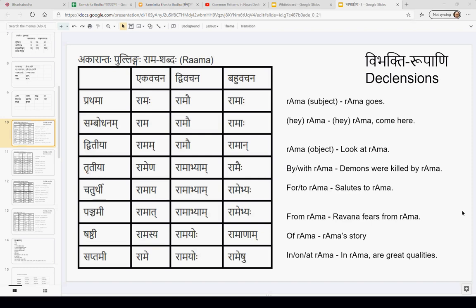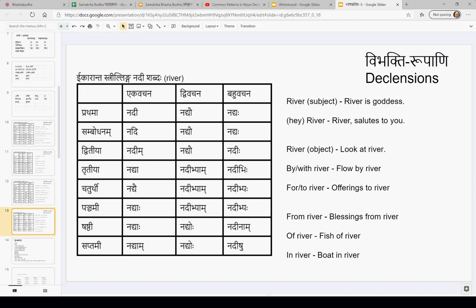Which are those words? Akaranta, the one ending in A, like Rama, Balaka, this is a Pullinga shabda. The one ending in A, like Rama, Uma, etc. And then the feminine word ending in Dirgha I, like Nadi, Duravani, Saraswati. These are the very basic three words you should know. There are a few other words also, which are good to know, but these are the basic three types of words one should be very familiar with. I put them on these slides, and you might have some books also which provide these different declensions or Vibhakti tables.